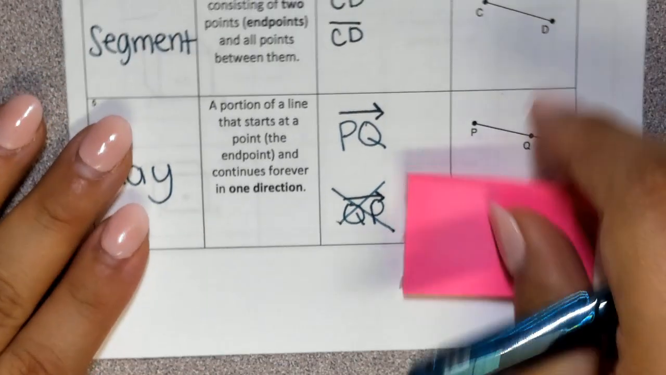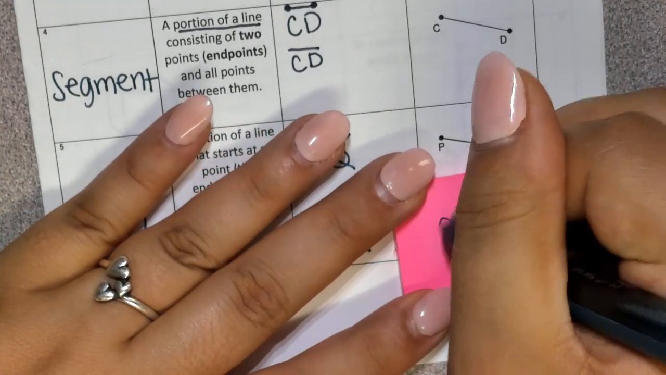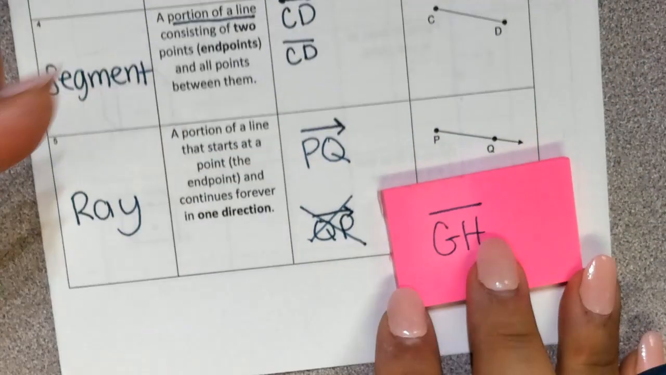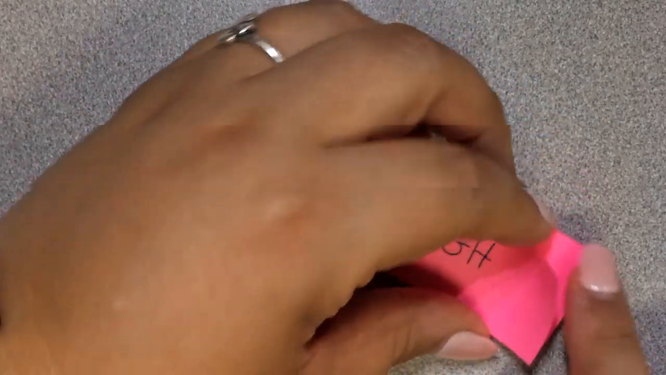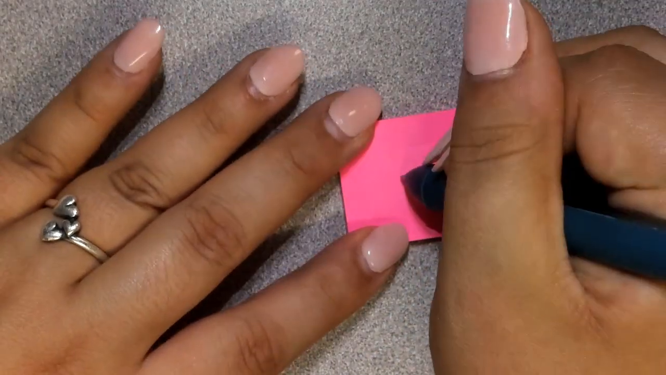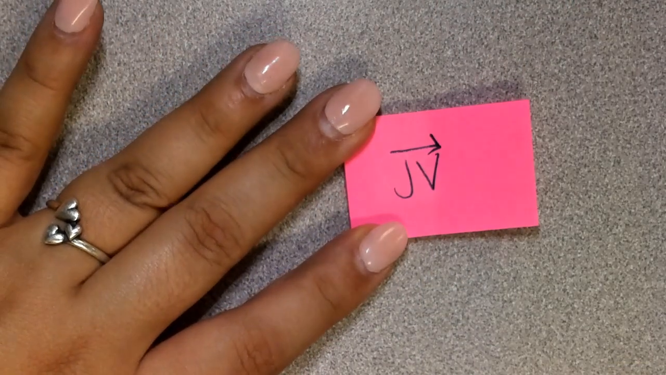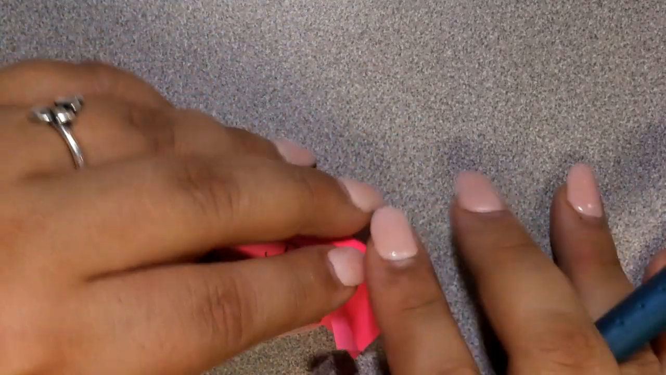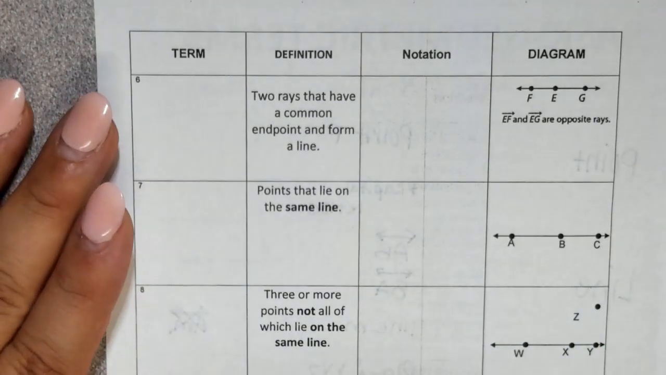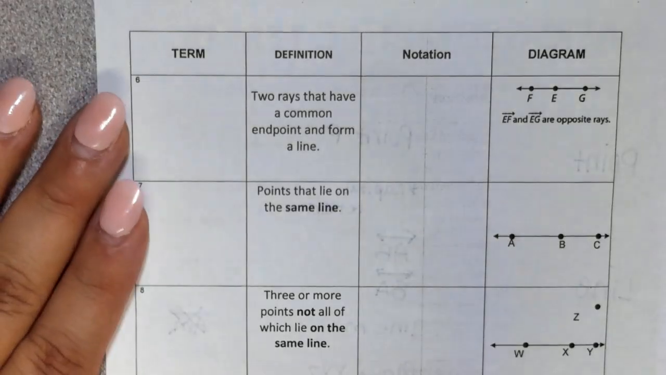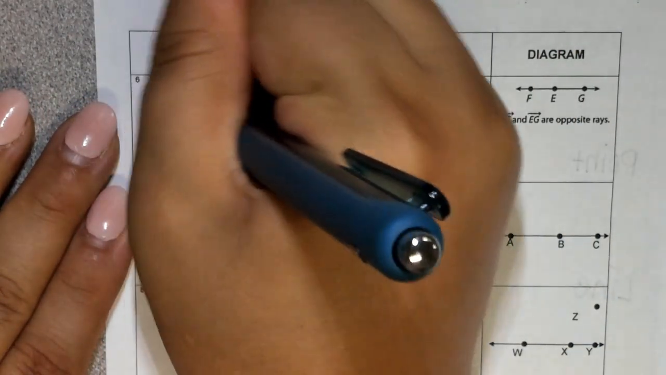Or actually, let's pause. What if I give you this? What notation does that go with? A segment. Why a segment? No arrows. All right, what about this one? A ray. Why? One arrow. So make sure, and then what if I have two arrows? A line. So make sure you just know the difference in notation. Alright, two rays that have a common endpoint and form a line are called opposite rays.